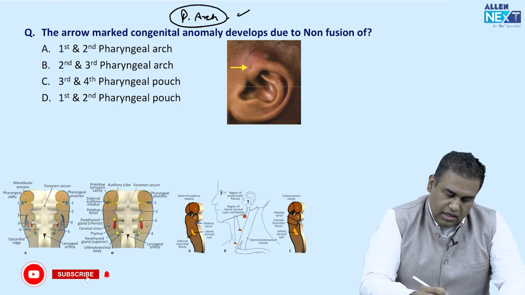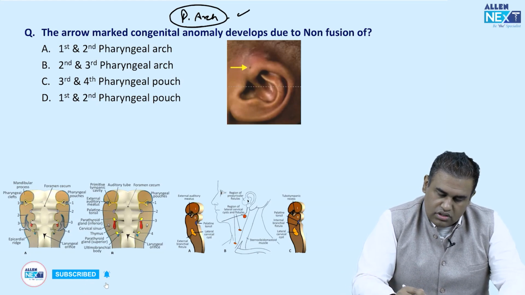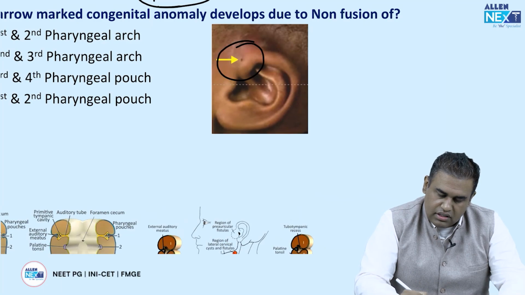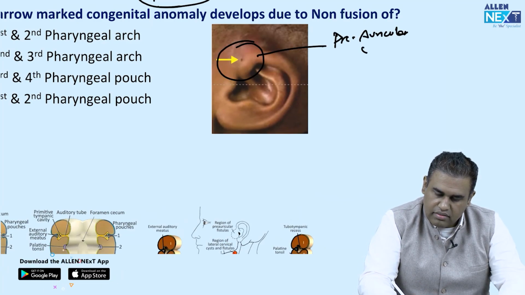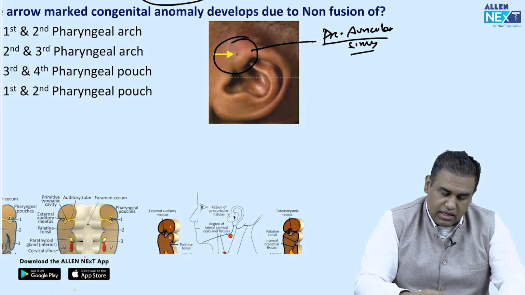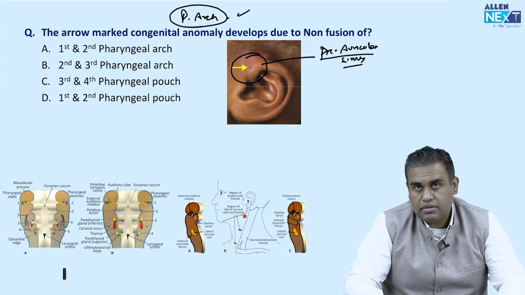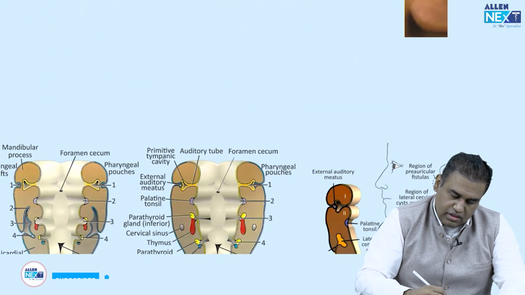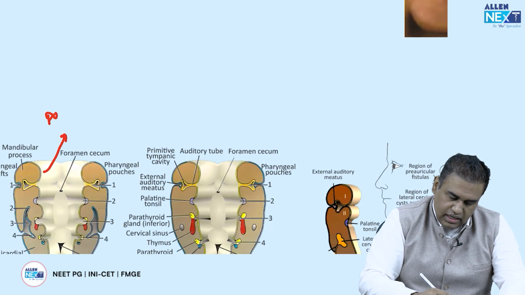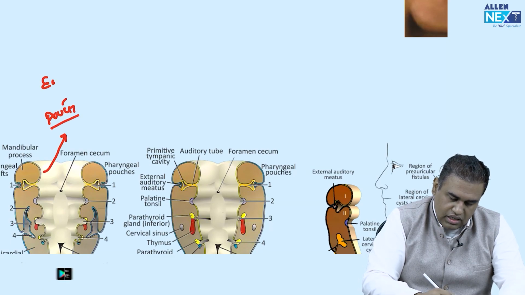Now coming to the question, the arrow marked congenital anomaly develops due to non-fusion of. Now what is this anomaly? In front of here, we have this over here that would be a preauricular sinus. It could be a preauricular sinus. Preauricular sinus, and they are asking about the pharyngeal arches or pharyngeal pouches. Now we all know, if you look at this coronal section, that the pouches are lying on the inside and they are giving rise to the endodermal structure.